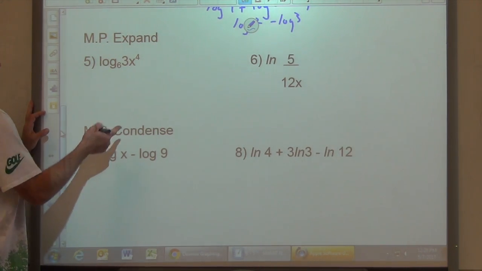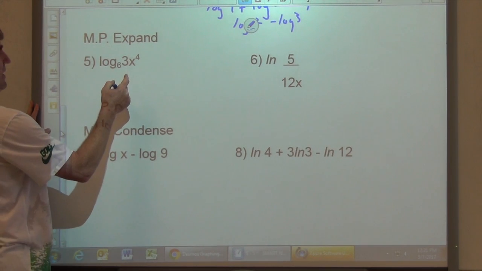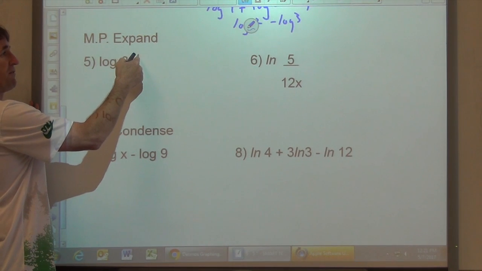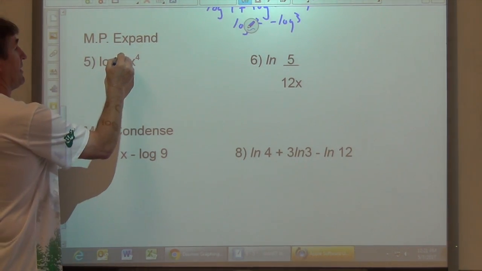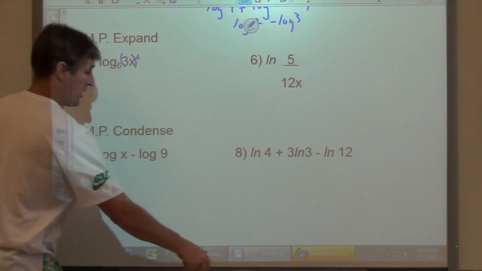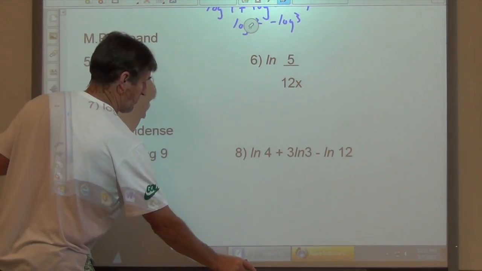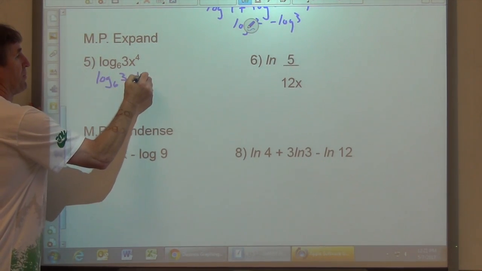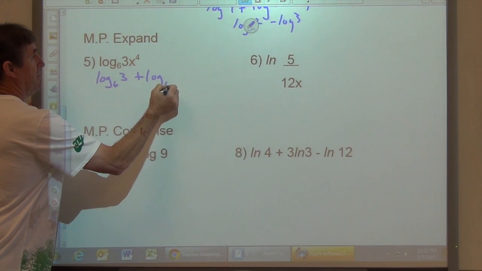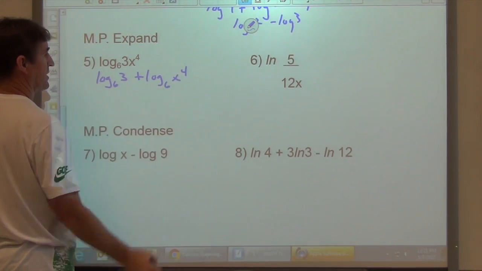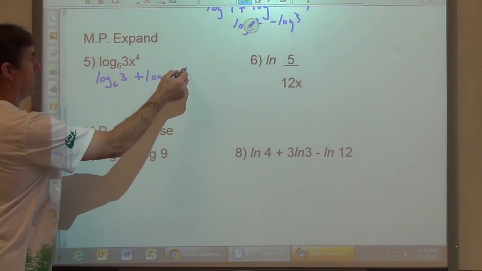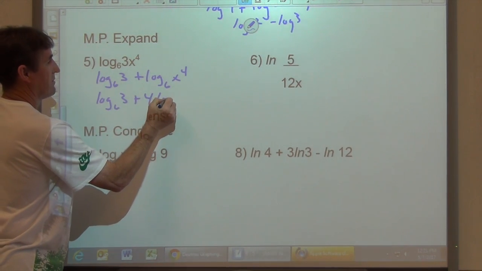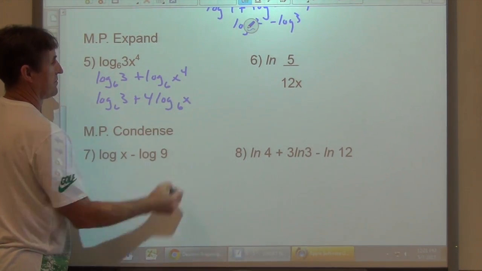So on this one, we're going to expand this. Again, this is multiplication. You cannot pull the 4 out first because the 4 does not affect the 3. It'd be different if this was in parentheses, then you would pull the 4 out first. But since it's not in the parentheses, we're going to break it up first. So multiplication becomes addition. And then we're going to bring the 4 up top and move it out front to expand that.